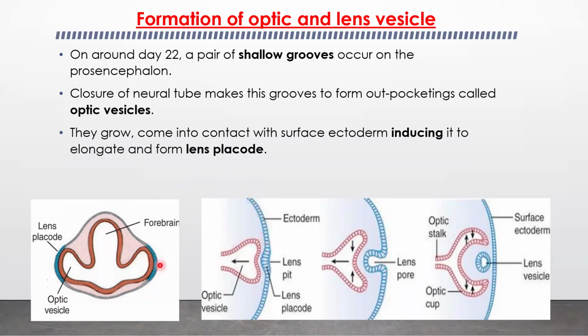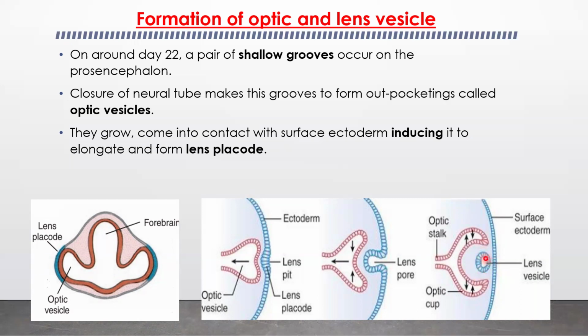Remember, the optic vesicles are growing towards the surface ectoderm. When they come into contact with it, they induce the surface ectoderm and make it elongate to form the lens placode. So before you form the lens vesicle, you first have the lens placode. Then the lens placode invaginates to give you the lens pit. The lens pit, after further invagination, will give you the lens spool, and then the lens spool will detach from the surface to become the lens vesicle.